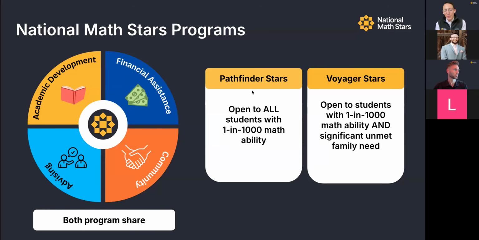We think of breaking our supports into 4 categories: academic development, financial assistance, community, and family advising. These 4 pillars are shared across our Pathfinder and Voyager Stars program. So, what's the difference, you might ask? Well, both programs serve students that perform at that 1 in 1,000 level of math talent. Pathfinder is open to all students who exceed that math bar, while our Voyager program is reserved for families with the greatest level of unmet need, where we've determined significant additional investment is needed to make sure that those students can be on a pathway towards success.